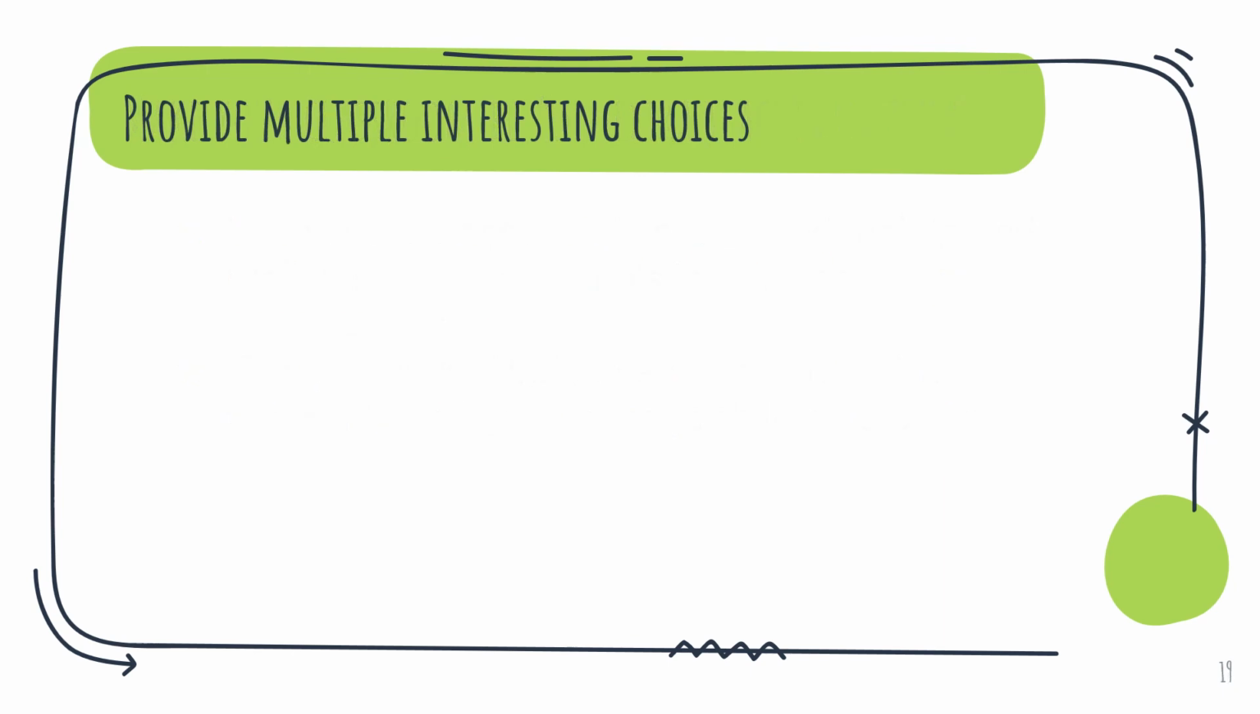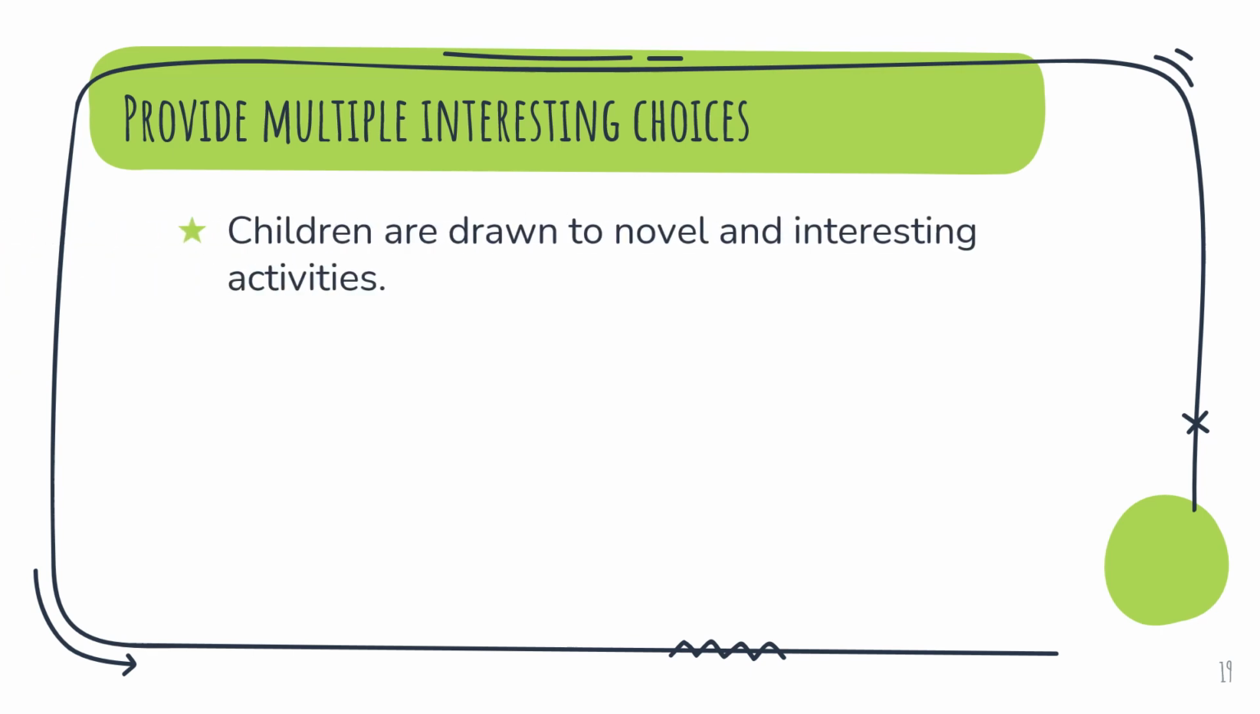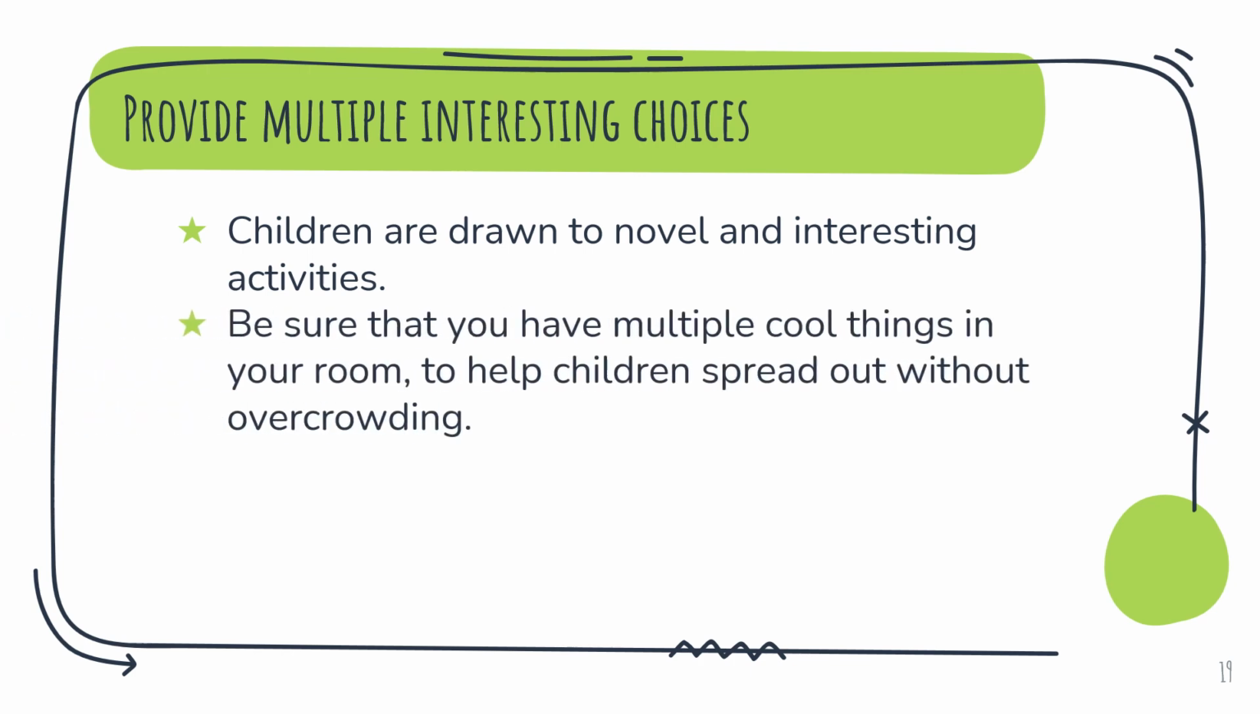Provide multiple interesting choices, and I referred to this a couple slides ago as well. Children are drawn to novel and interesting activities, so anything new in the classroom draws our attention. Be sure that you have multiple cool things in your room to help children to spread out without overcrowding. So if you bring out one cool thing on a Monday, everybody's going to flock to that. So you want to have multiple interesting things for children to do to help them spread out and to prevent overcrowding.